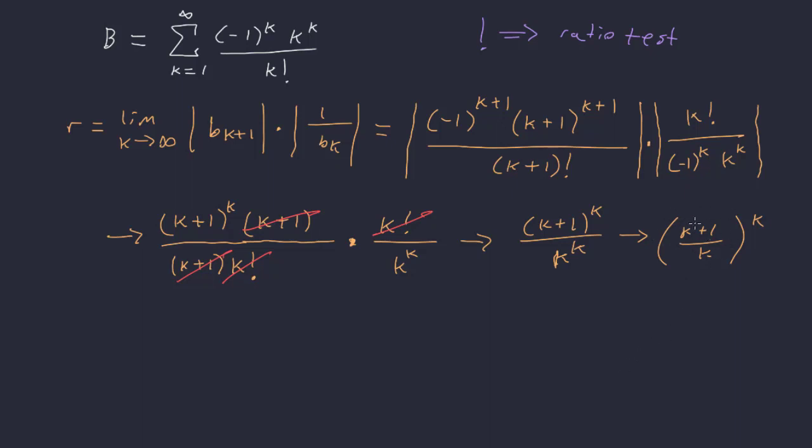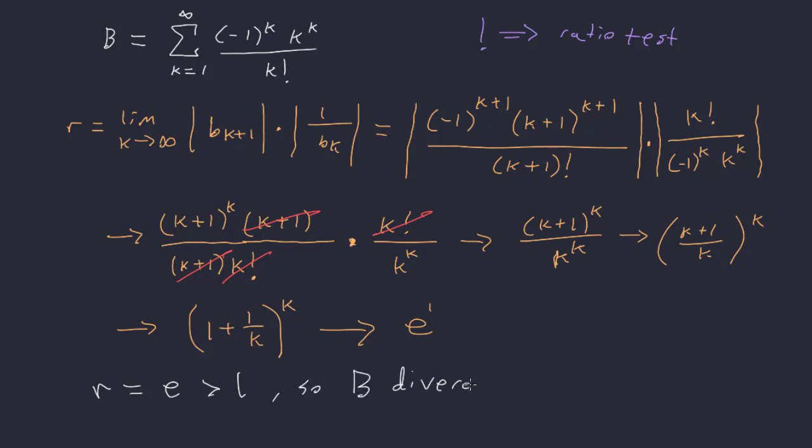I'm going to split up this fraction. This is k over k plus 1 over k, so this actually becomes 1 plus 1 over k raised to the k. Now, does this look familiar? Hopefully it does. This 1 plus 1 over k raised to the k goes to e to the 1. Okay, so r equals e, and e is definitely greater than 1, so b diverges by the ratio test.